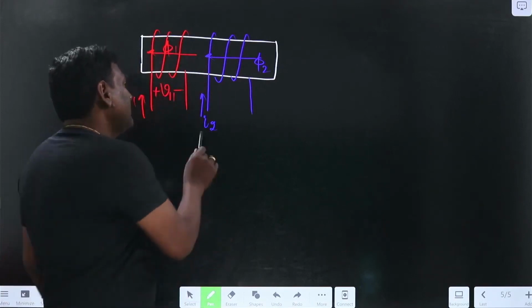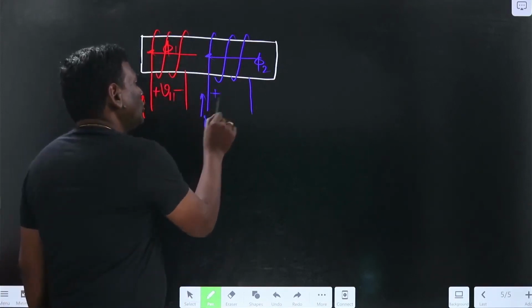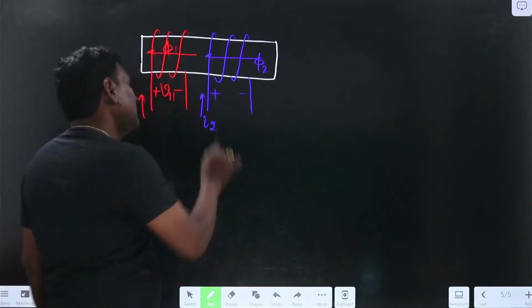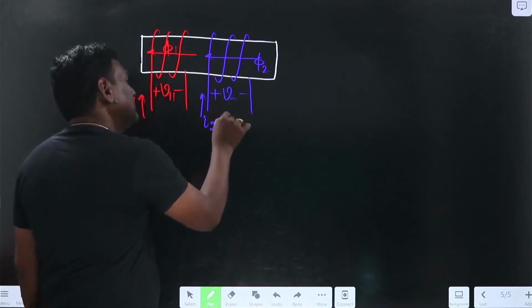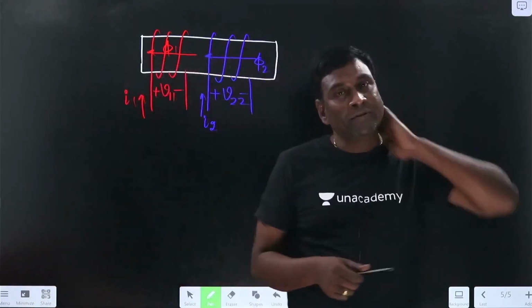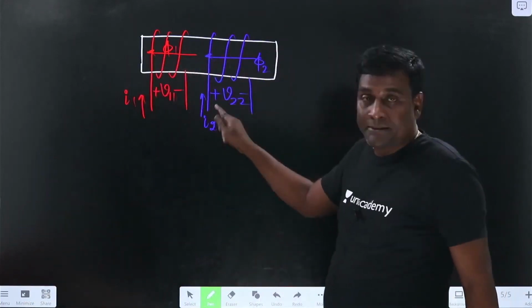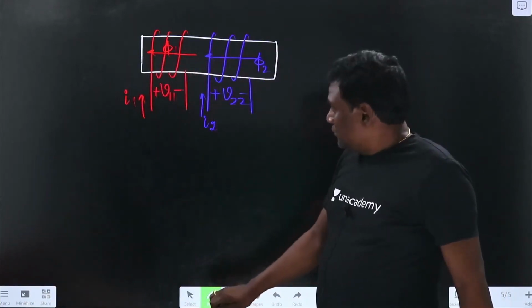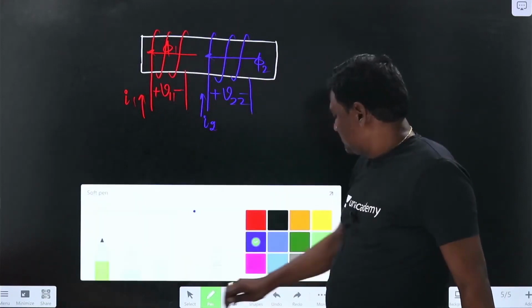Under that condition, the moment current is entering here, automatically voltage will be induced here. And this is the second coil. So this is V22, self-induced voltage, by passive sign convention. Now let us try to understand blue only.